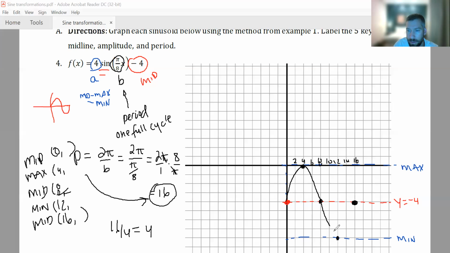So if we connect these, here's our beautiful sine graph. We can see it's been shifted because of our midline. We can see it's been stretched because of the amplitude. And we can see kind of the compression side to side based on the period.